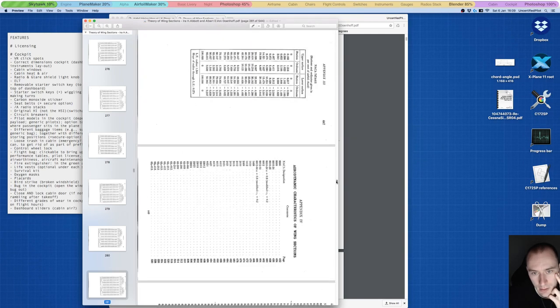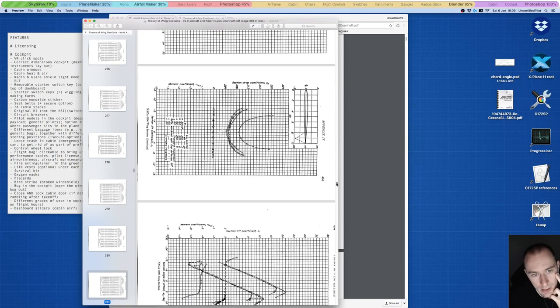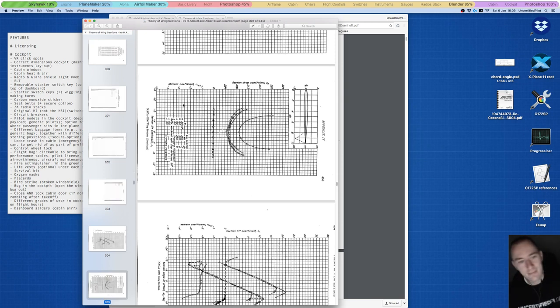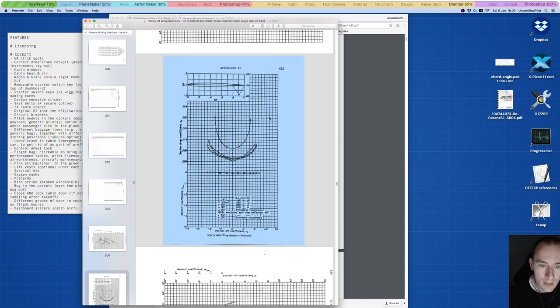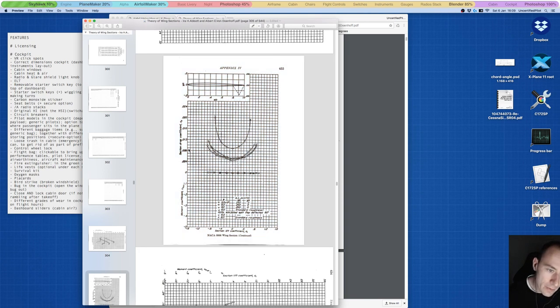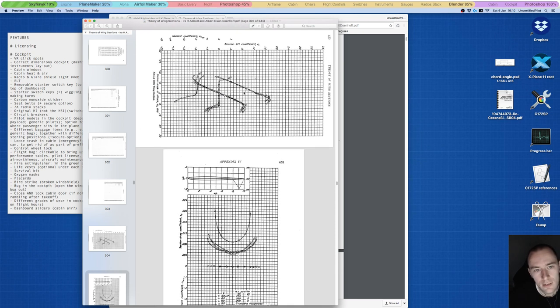So I guess aerodynamic characteristics of wing sections. Lovely. Yes-ish. So, drag. I recognize that shape. Yes, so we will most likely... So this is the NACA 006 wing section. Oh yeah, this is the lift coefficient.